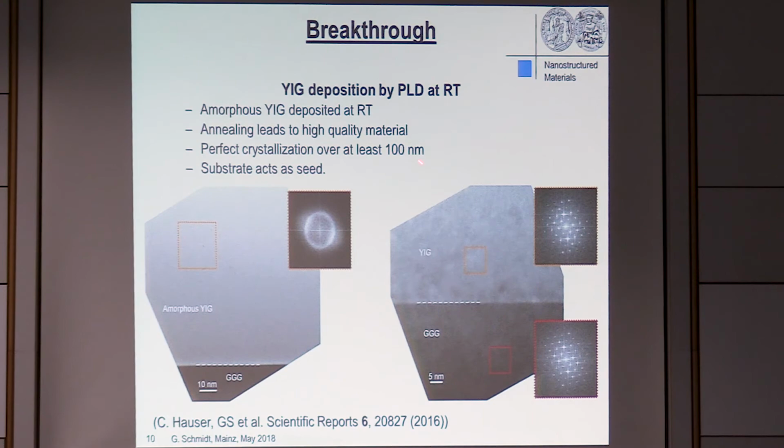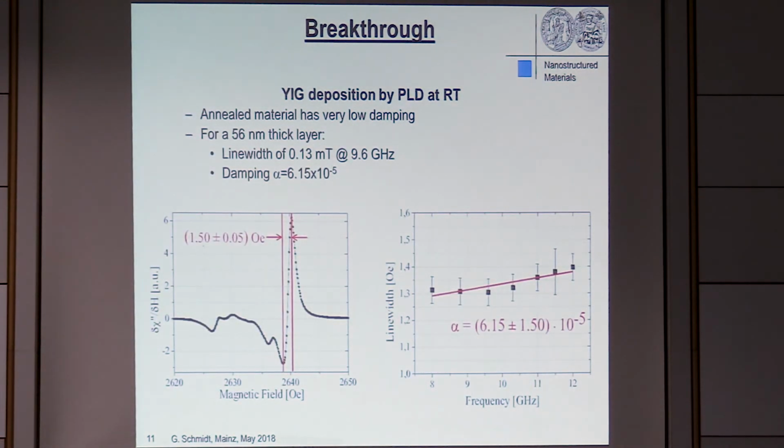And you have a perfect crystallization over at least 100 nanometer, and the substrate acts as a seed in this case. And what about the magnonic quality of this material? We were very surprised, and we still don't understand why we have this. But the damping is the lowest reported up to now for PLD grown material. So we have here, for example, a 56 nanometer thick layer, and the line width is 1.3 Oersted or 130 microtesla at 9.6 gigahertz, and the damping is 6 times 10 to the minus 5. So this is high quality material, and it's deposited at room temperature.